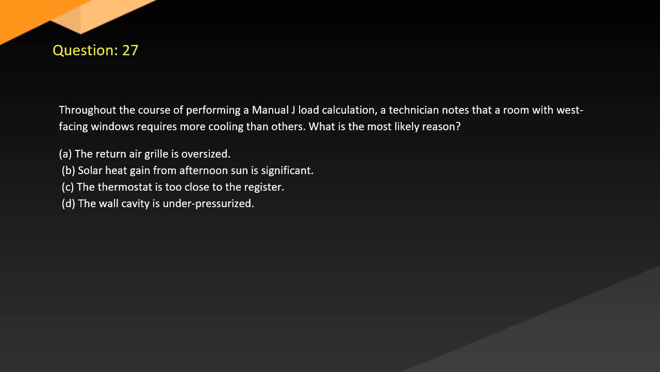Question 27. Throughout the course of performing a Manual J load calculation, a technician notes that a room with west-facing windows requires more cooling than others. What is the most likely reason? A. The return air grill is oversized. B. Solar heat gain from afternoon sun is significant. C. The thermostat is too close to the register. D. The wall cavity is underpressurized.